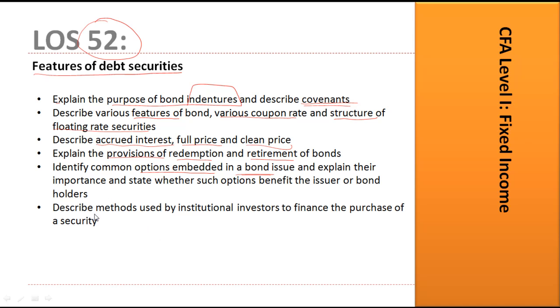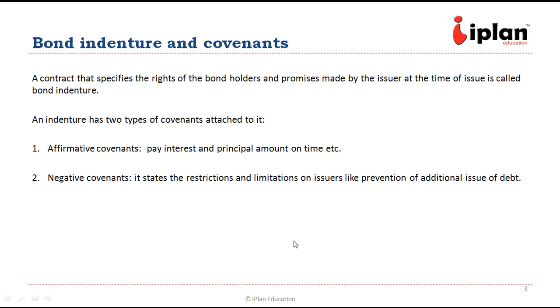And finally, we'll look at some methods which are used by the investors to finance the purchase of a security. Now let us start with bond indentures. The indenture is basically a contract which specify the rights of the bondholders and the promises made by the issuer at the time of issue of the bond.